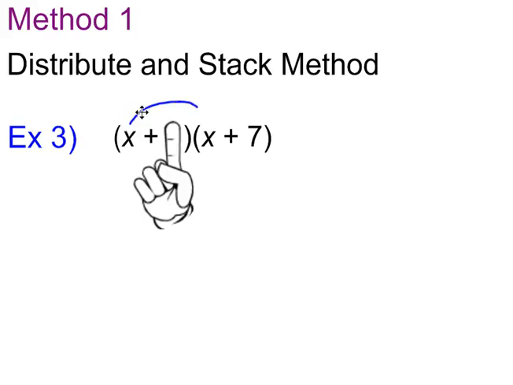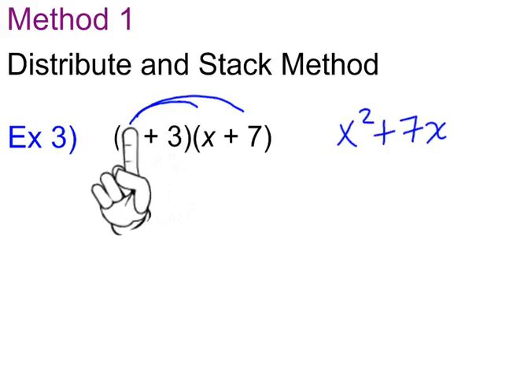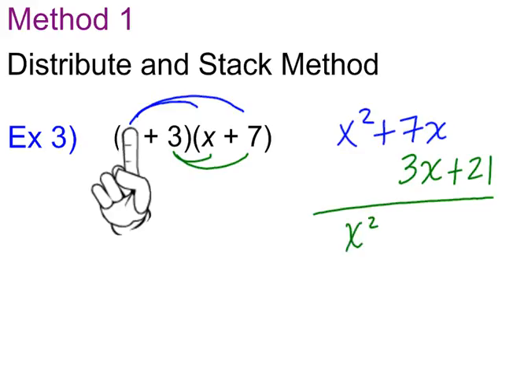And we're going to give that x out to both of these. So x times x is x squared, and x times 7 is 7x. Then we're going to move our finger over and cover up the first term. So now we have that monomial here. We'll give that 3 out to the binomial x plus 7. 3 times x is 3x, and we're going to line it up underneath the 7x because that's what matches, and 3 times 7 is 21. When we add all this together, we're going to get x squared plus 10x plus 21. So this is the distribute and stack method.